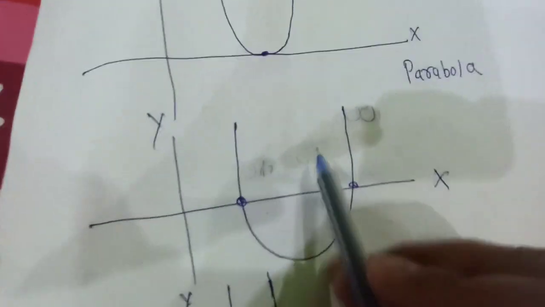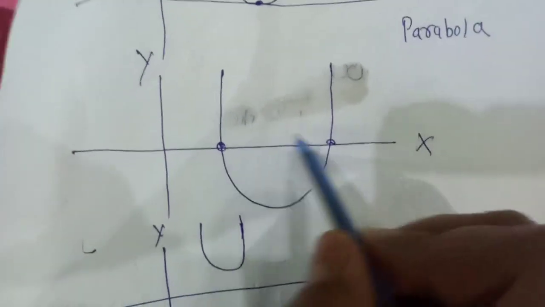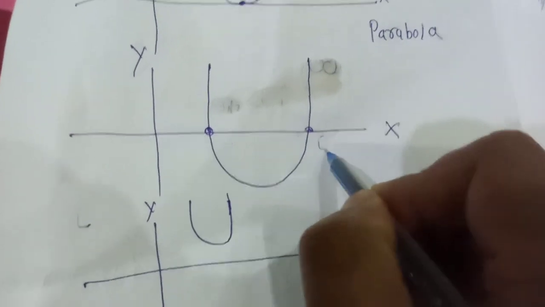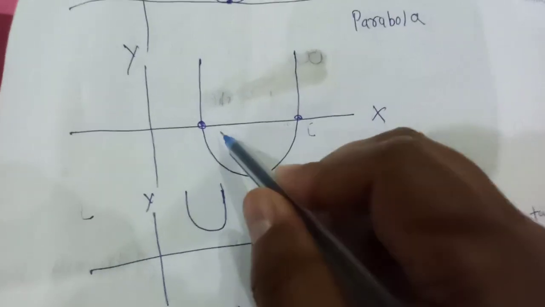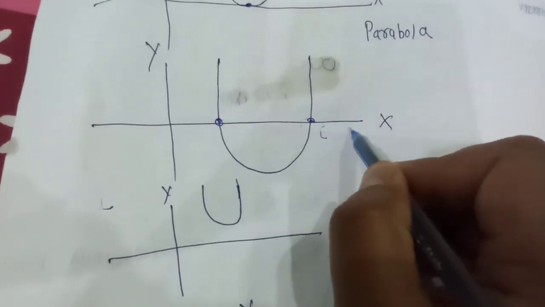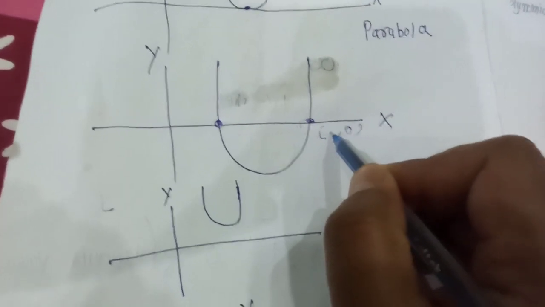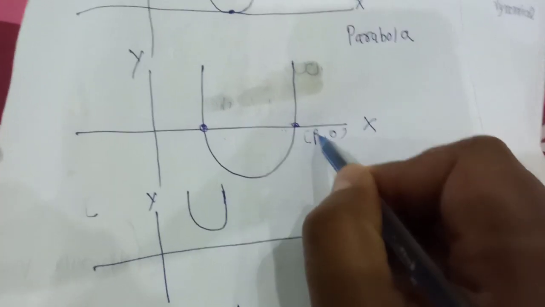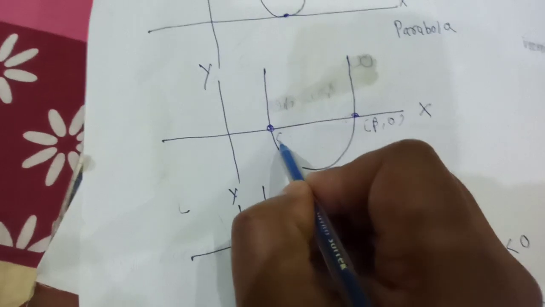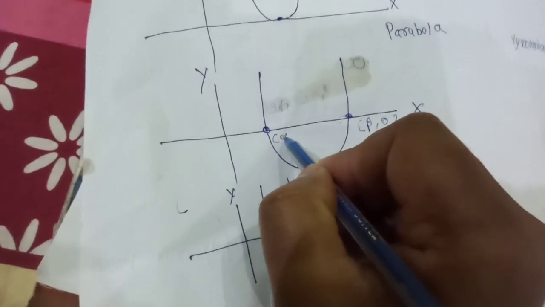So what is this point of intersection with the x-axis? We can see that on the x-axis, the value of y is always 0. So at this point y is 0, and here is some value of x, suppose this is beta. Here also, and this point also, some x, alpha, and y is 0.